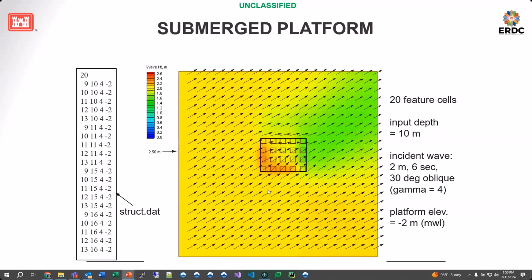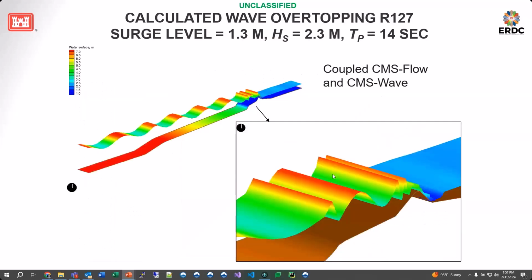And then there's a submerged platform. So it's not emergent, but it is affecting the wave pickup height along this edge. And then it resolves what's going on with the wave heights beyond that. So that's just a few of the different structures that we can implement with SMS or CMS Wave. This was an animation, but it lost the animation here, just forcing some wave overtopping for a certain area with the coupled CMS flow and wave model.